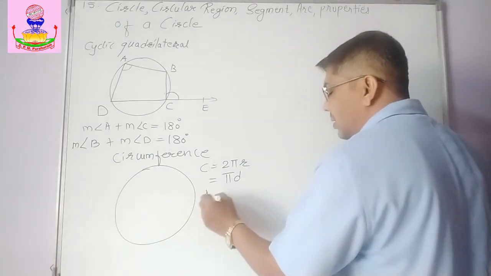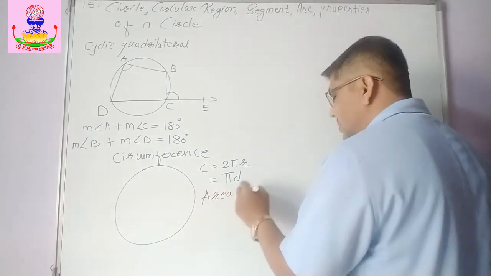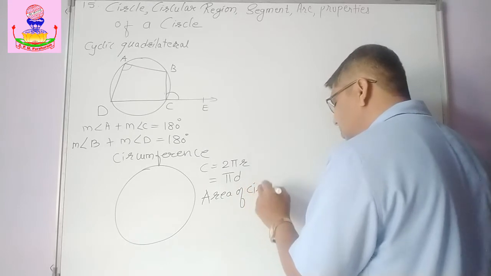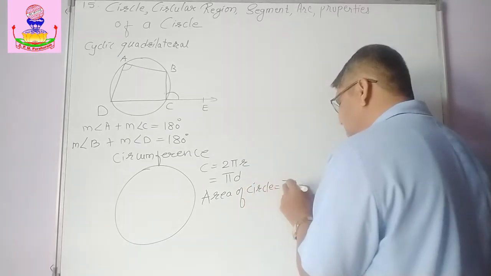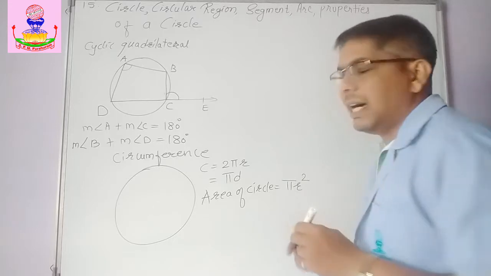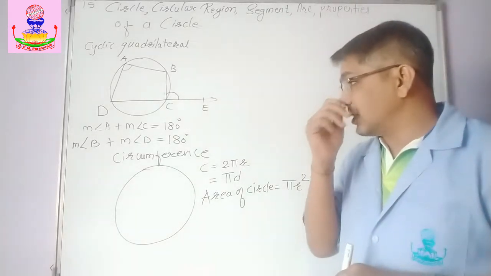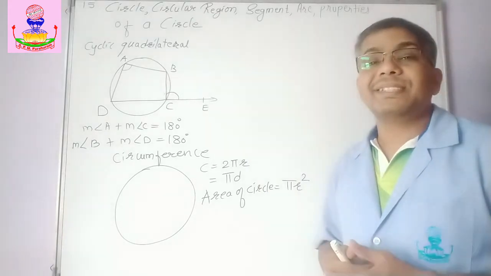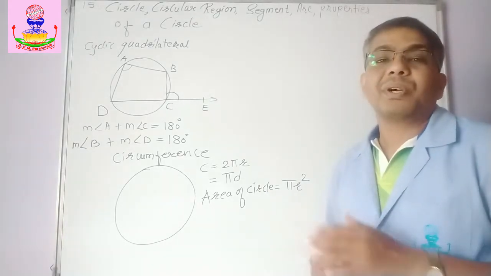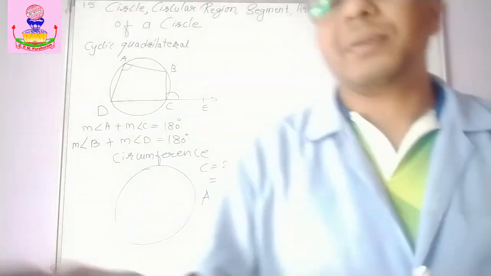Then area of the circle. The area of the circular region of the circle can be given by this formula, pi r square. Okay. So these are the two formulas. Now next we can go for properties of the chords.